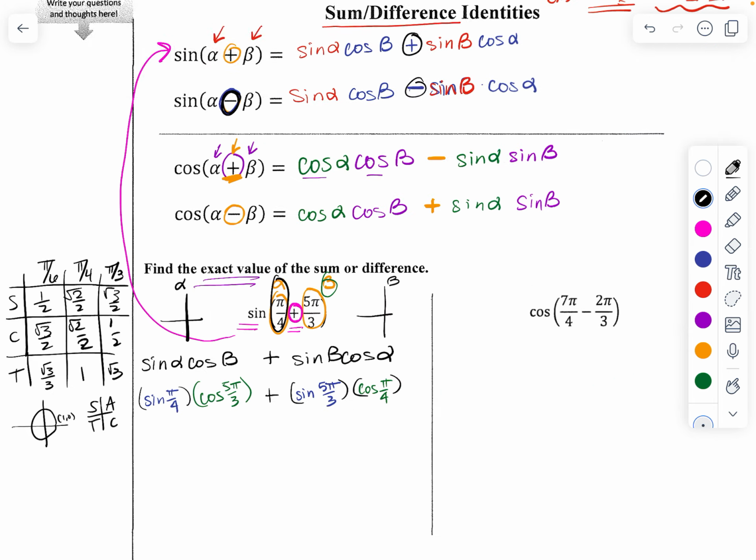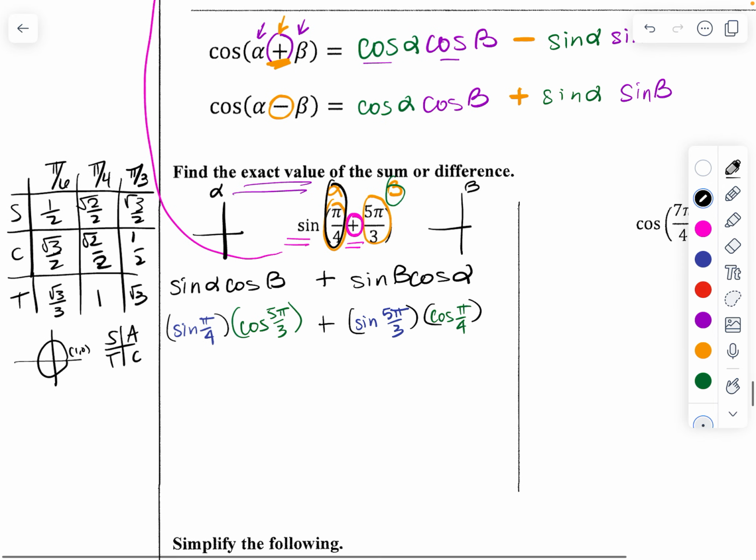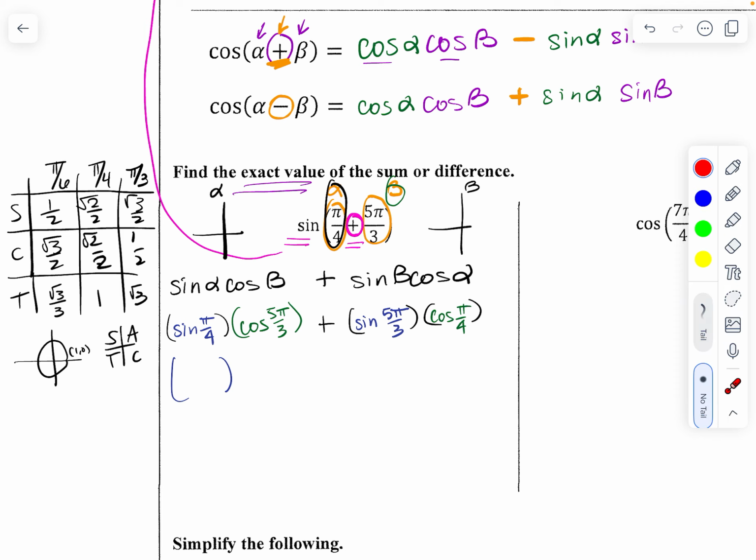All right, so let's go and use some of this. So remember, I know sine of pi over 4. Well, sine of pi over 4 is right here. So sine pi over 4 is root 2 over 2. And that's in the first quadrant, so I know it's positive. Times the cosine of 5 pi over 3.